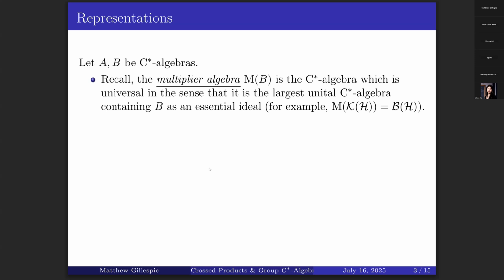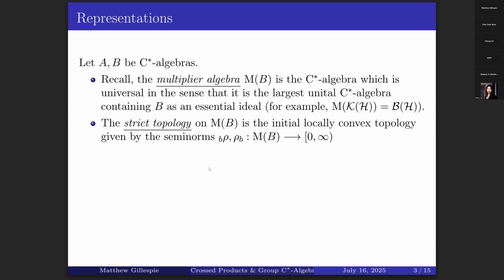So in this case, you've probably seen the multiplier algebra as the collection of double centralizers of a C-star algebra. But instead, we can just think about the multiplier algebra as the C-star algebra which is universal, in the sense that it is the largest unital C-star algebra containing B in this case as an essential ideal. So the most common example is that the multiplier algebra of the compact operators on Hilbert space is the bounded operators.